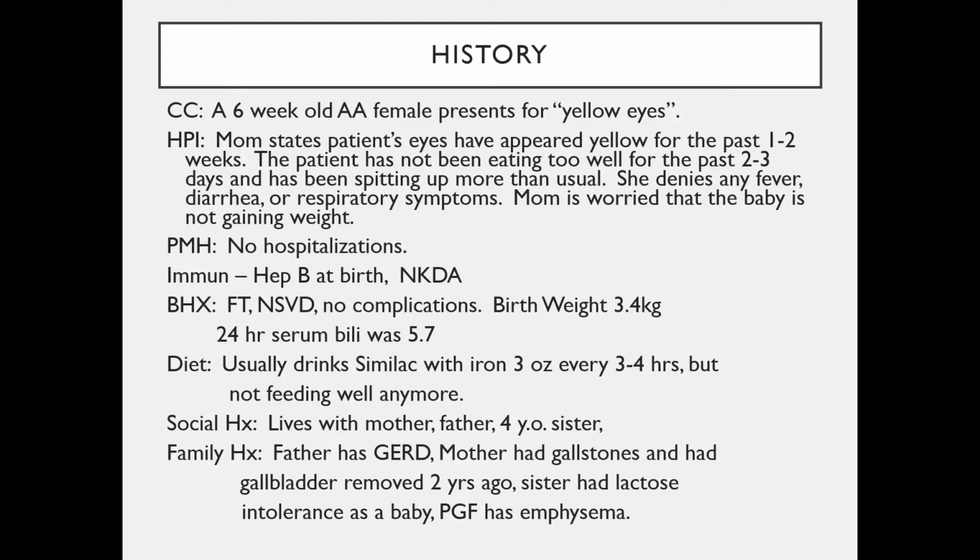The social history includes that she lives with her mother, her father, and a 4-year-old sister. Family history: the father has GERD, the mother had gallstones and had her gallbladder removed about 2 years ago. There is a sister that had lactose intolerance as a baby, and a paternal grandfather has emphysema.